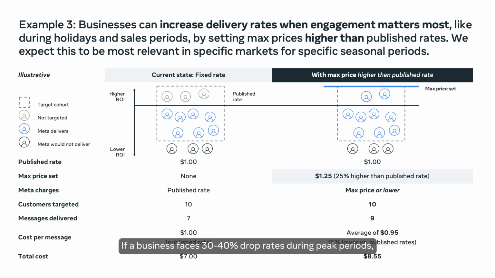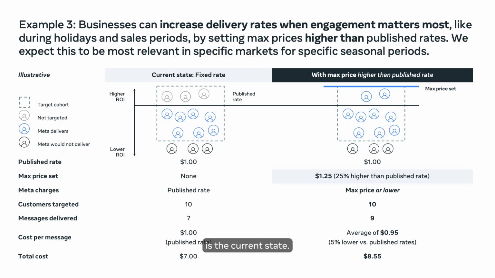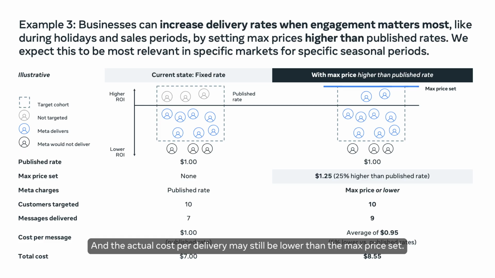If a business faces, for example, 30 to 40% drop rates during peak periods, setting a higher max price gives them a better chance of delivery. On the left side again is the current state. Assuming the published rate is $1, and if the business sends 10 messages, and if 7 are delivered, the client is charged $7. With 20% higher max price, for example at $1.25 and 10 messages sent, 9 will be delivered, thus significantly improving delivery, and the actual cost per delivery may still be lower than the max price set.